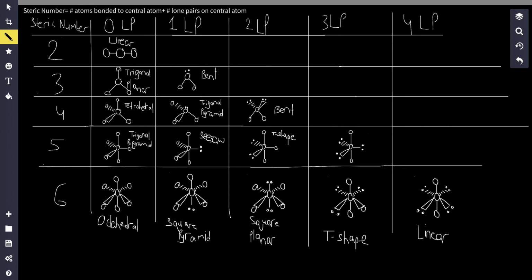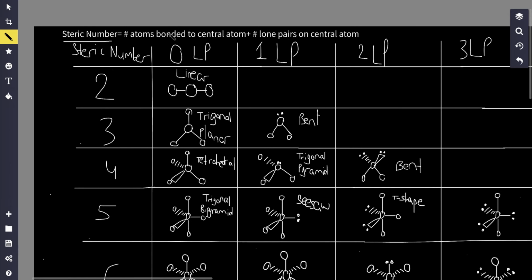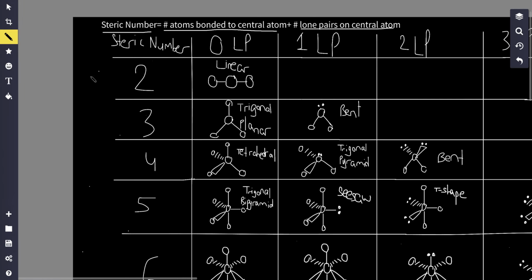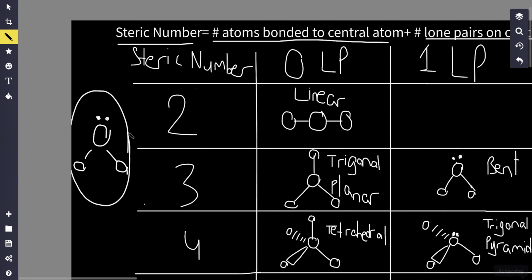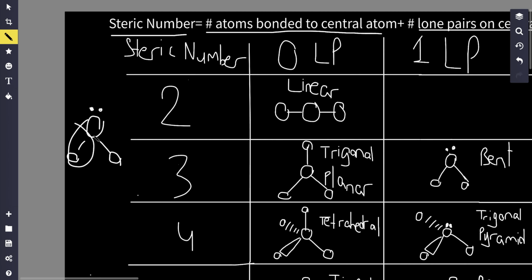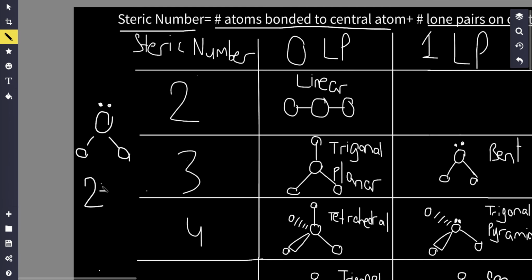So to understand shapes of molecules, let's start off by explaining what steric number is. Steric number is equal to the amount of atoms bonded to your central atom plus the amount of lone pairs on the central atom. So for example, if I have a molecule that looks something like this, what is this molecule's steric number? Well, how many atoms are bonded to my central atom? There are 2 atoms, 1, 2. And how many lone pairs are there? There's 1. So 2 plus 1 is equal to 3. This corresponds to a steric number of 3.